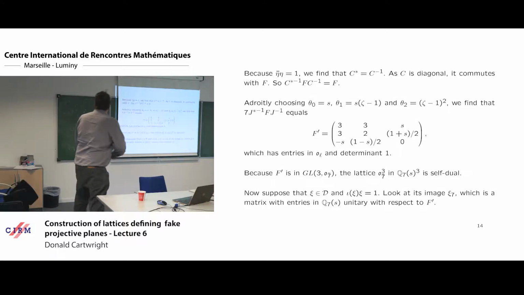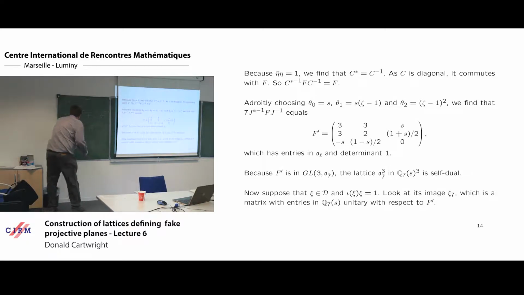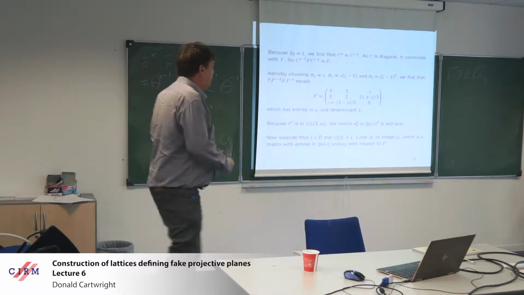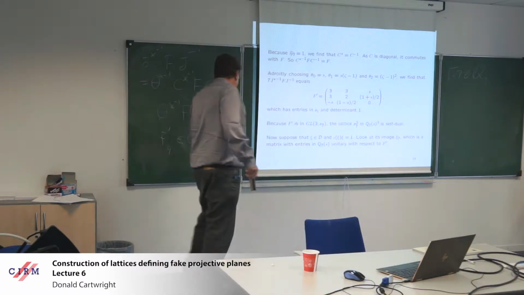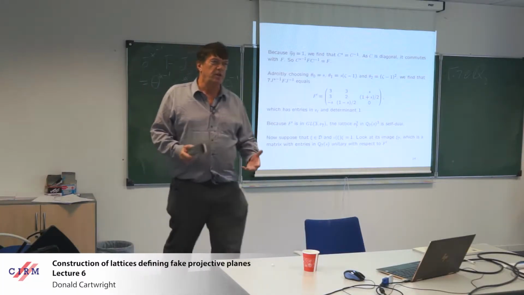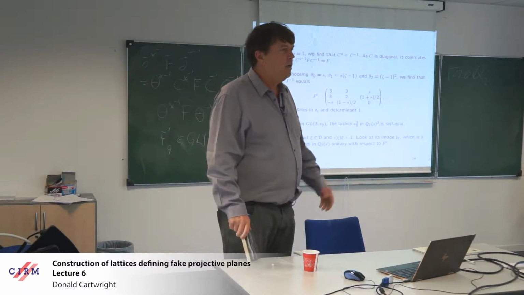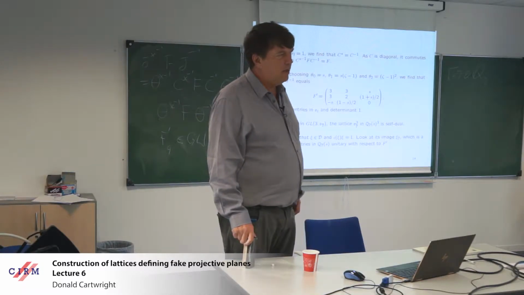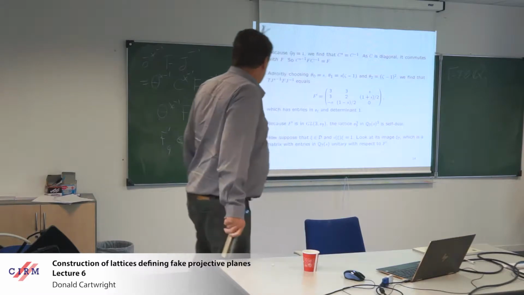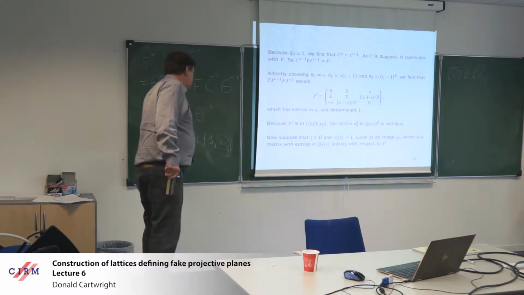So remember, what I needed was that the image, the thing I called this, I need this to be in GL3 with entries in there, you see, and I've done that in spades. Not only does it have entries here, it has entries in O sub L, in the number field, and determinant 1. So it's not only in GL, but it's in SL.